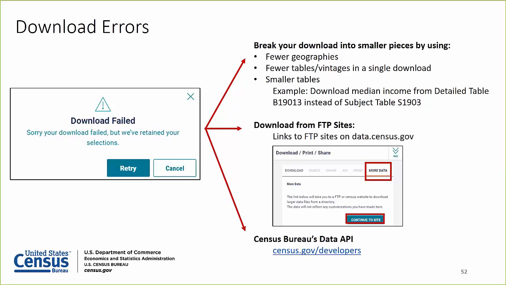You can also go directly to the FTP site. There are FTP sites on the programs and surveys pages off census.gov, but you can also select them under our More Data option, and it'll take you directly to that site. And then you can also go directly to our data API and pull some data that way. And again, we'll show you at the end where we have more resources for more information about that.